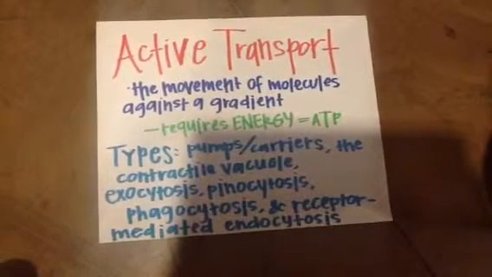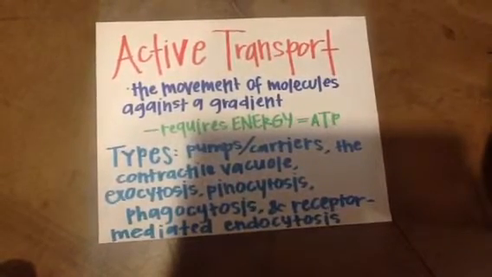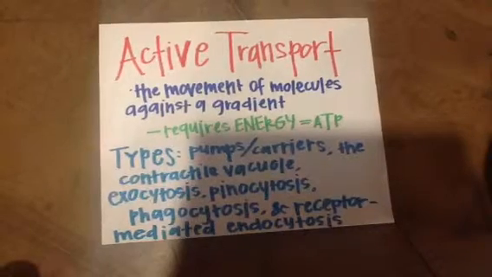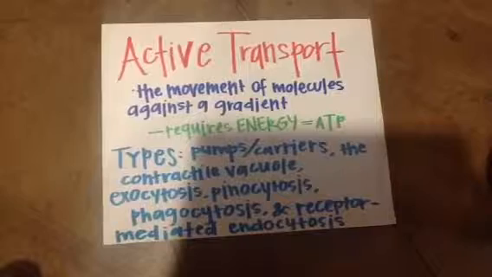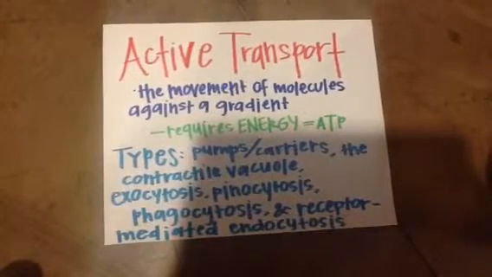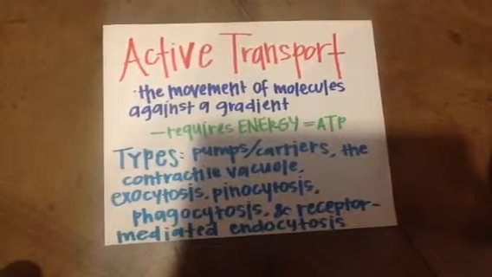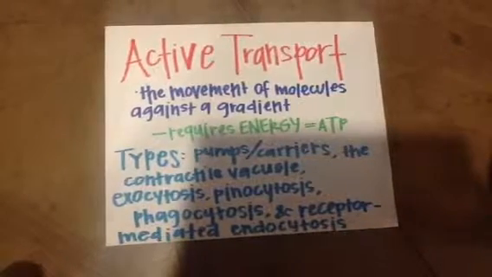Active transport is the movement of molecules against a gradient, which requires energy in the form of ATP. There are several different types: carriers, the contractile vacuole, exocytosis, pinocytosis, phagocytosis, and receptor mediated endocytosis.